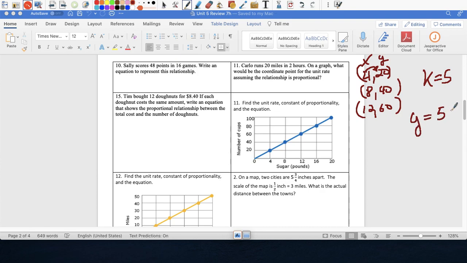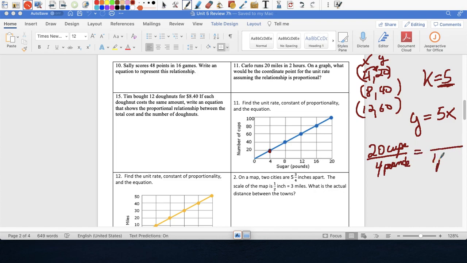Did they want the equation? Yes. So that's our equation. The constant of proportionality is 5. I found that. And what's the unit rate? Well, let me write that as a ratio. So I can write it as a rate, number of cups. So if I have 20 cups, I need, right here at this point, 4 pounds of sugar. Right, that's the rate. Let me change that to unit rate.